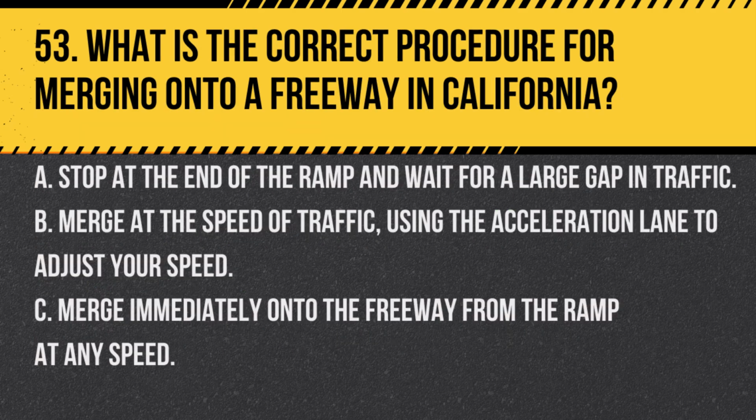Question 53. What is the correct procedure for merging onto a freeway in California? A. Stop at the end of the ramp and wait for a large gap in traffic. B. Merge at the speed of traffic, using the acceleration lane to adjust your speed. C. Merge immediately onto the freeway from the ramp at any speed. Answer B. Merge at the speed of traffic, using the acceleration lane to adjust your speed. This ensures a smooth and safe entry into freeway traffic.